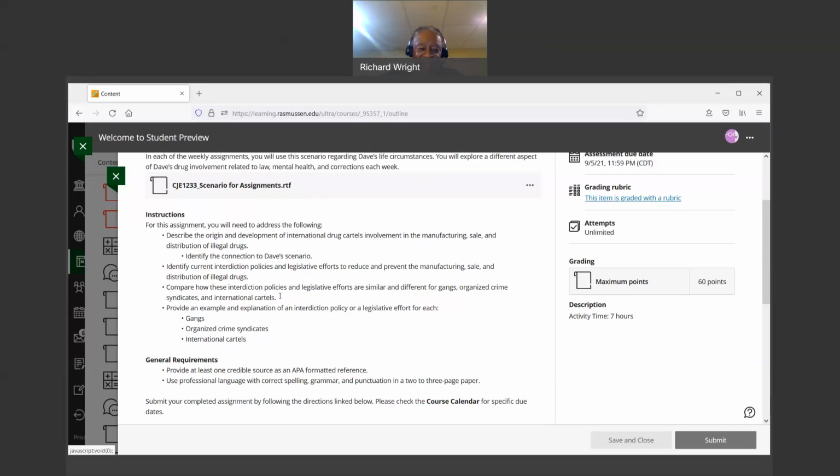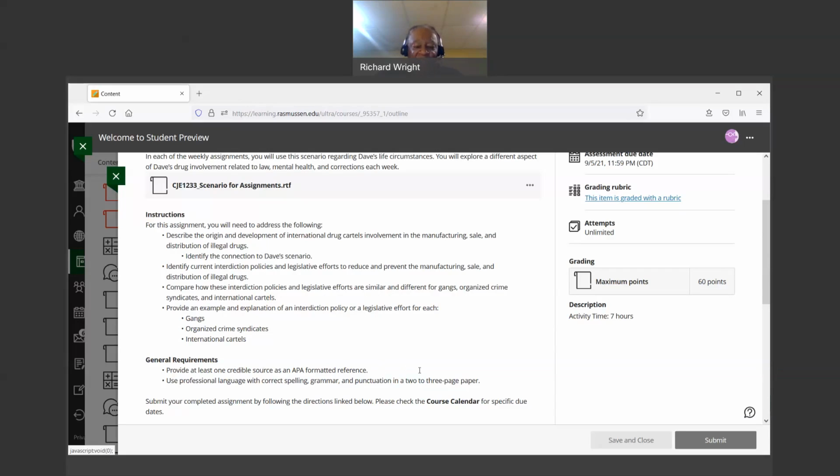Compare how the interdiction policies and the legislative efforts are similar and different for gangs, organized crime syndicates, and international cartels. Provide an example and explanation of an interdiction policy or legislative effort for gangs, organized crime, and syndicates. We'll be discussing some of those. It says provide at least one credible source.